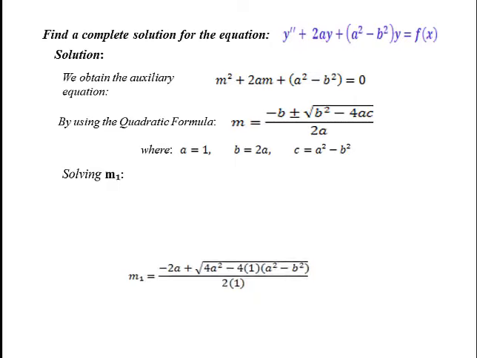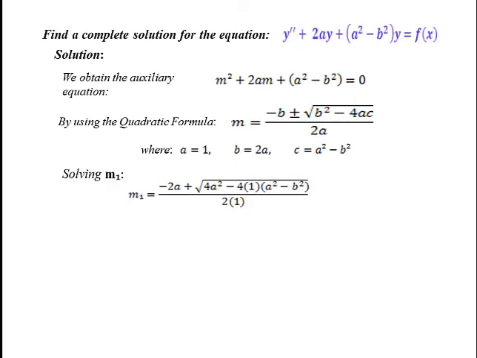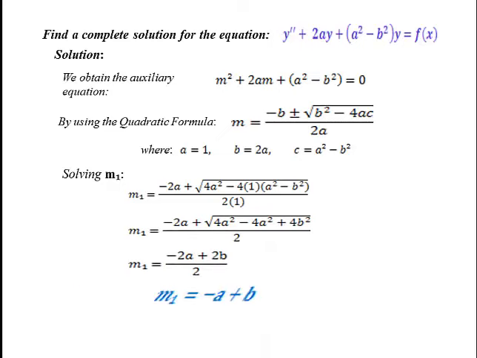For m sub 1, we have m sub 1 equals negative 2a plus square root of 4a squared minus 4 times 1 plus quantity a squared minus b squared all over 2 times 1. By simplifying it, we get m sub 1 equals negative a plus b.